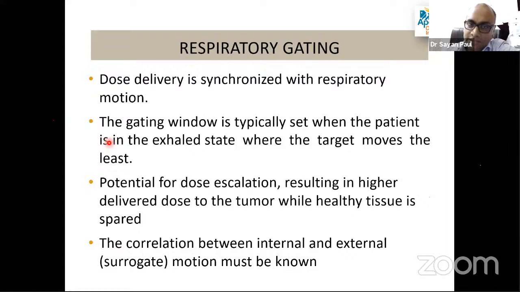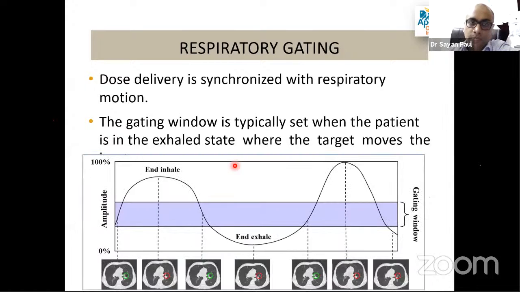So dose delivery is synchronized with the respiratory motion. The gating window is typically set when the patient is in the end-exhale state, where the target movement is least. There is a potential for dose escalation, resulting in a higher delivered dose to the tumor while healthy tissue is spared, and the correlation between internal and external motion we must know.